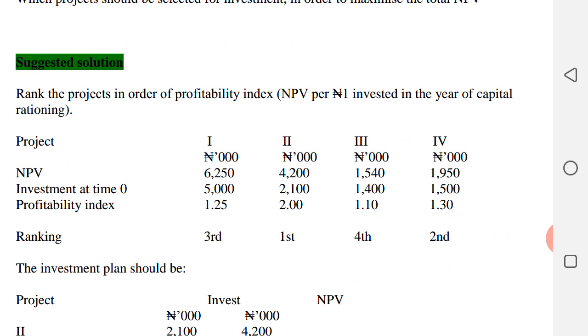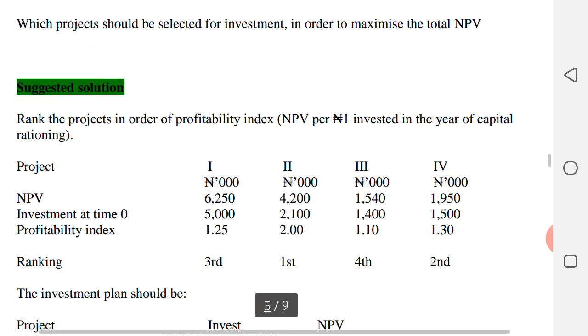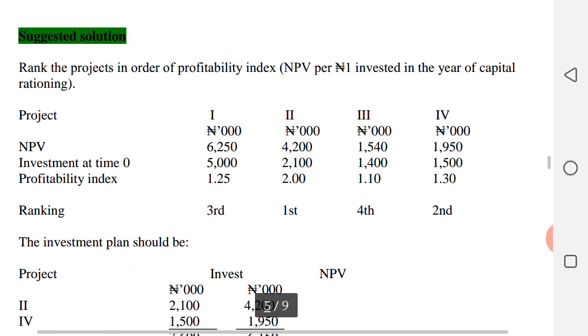So by ranking, 2 is the highest, which is project 2, followed by project 4, then followed by project 1, then project 3. When you look at it, the company cannot invest in everything, because what they have is 5 million, and these projects need more than 5 million. So you invest based on what the company can invest. So you will rank them.